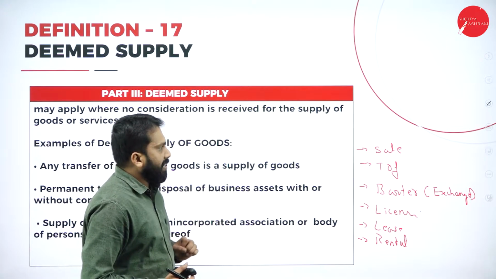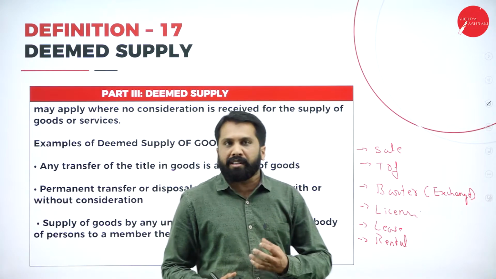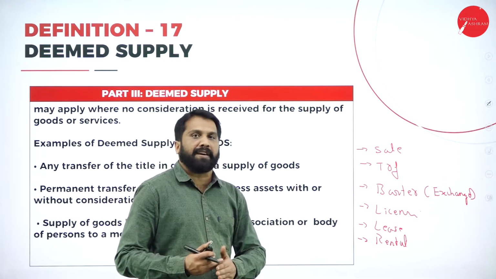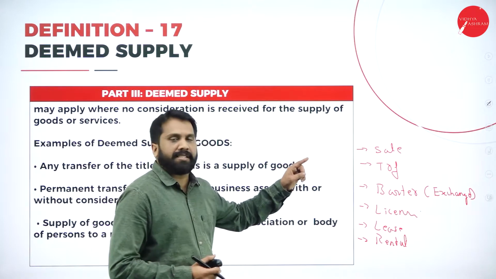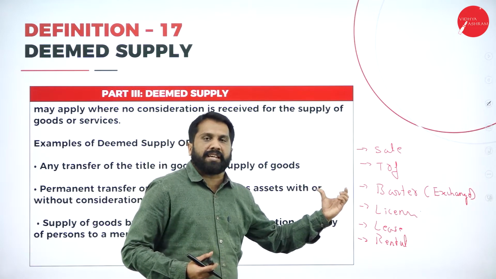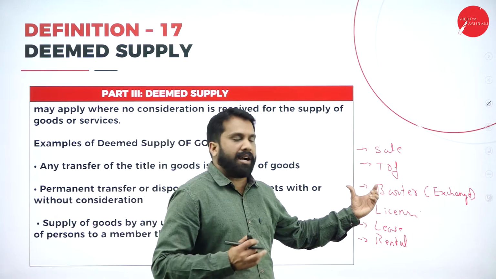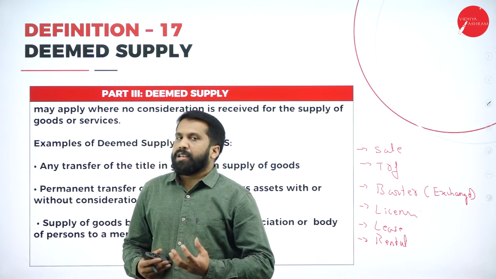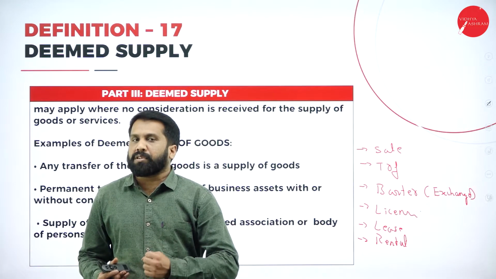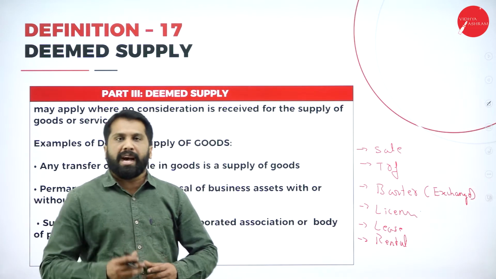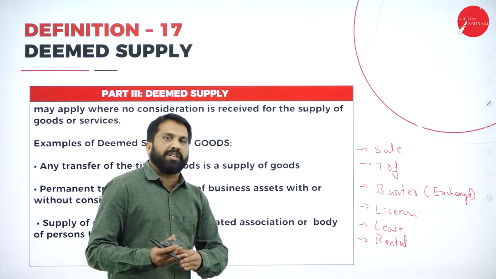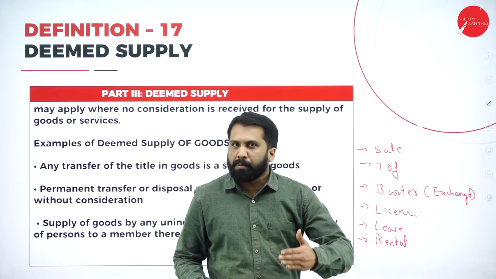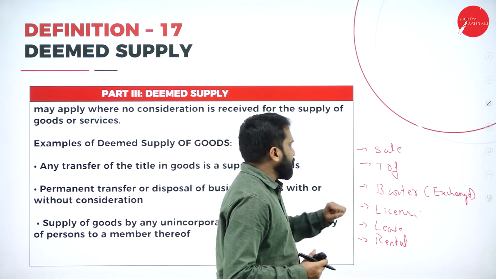Now, sale in the sense, for example, you are the seller and somebody is the buyer. You have sold your manufactured goods. We call it a sale, and that sale we consider as supply. The second one is transfer. Transfer in the sense that you have goods and you have transferred them to your branch office. You have a head office in Bangalore and a branch in Mysuru. Whatever goods are transferred from Bangalore to Mysuru, we call it transfer.